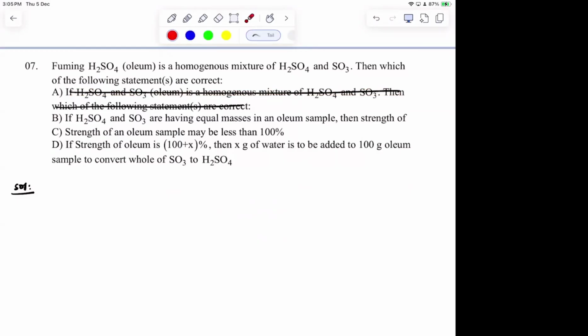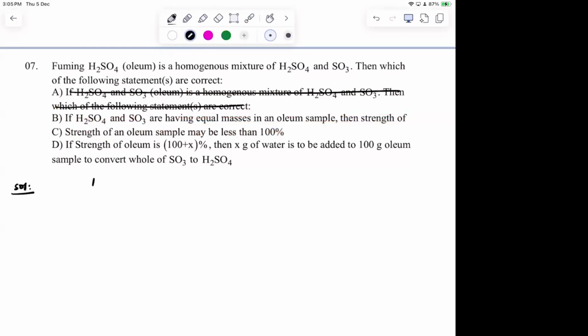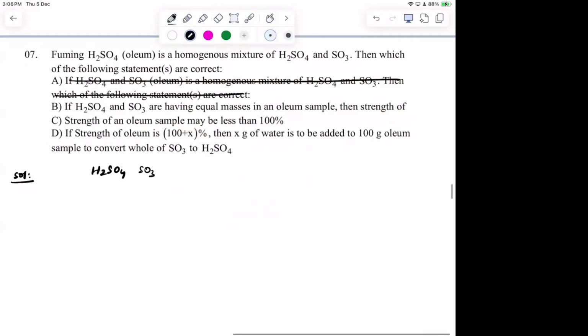If H2SO4 and SO3 are having equal masses in the oleum sample, the strength of oleum sample may be less than 100. These options got it wrong, beta. Forget about this part. Just remember the statement is like this. If H2SO4 and SO3 are of equal amounts, then the strength of oleum may be less than 100. Is it correct or not?